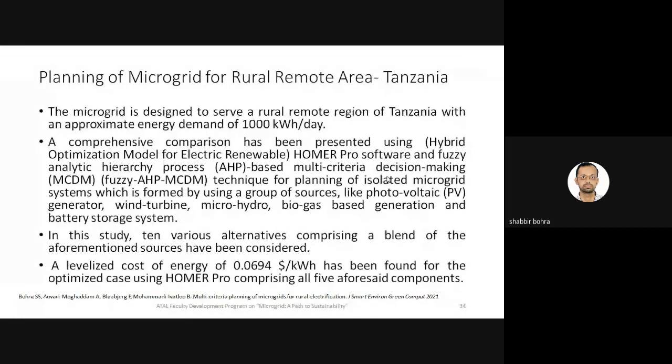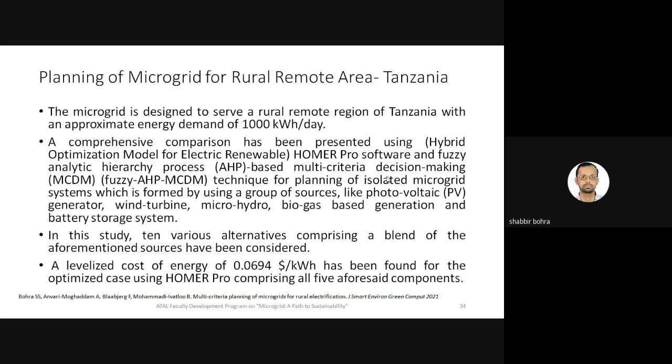So these techniques are used for the planning of the isolated microgrid system, which is formed by using a group of sources. Here the number of sources is larger, that is photovoltaic generator, wind turbine generator, micro hydro, biogas based generator and battery storage system. So I think almost all possible sources are taken into account, considering their availability and feasibility at that particular remote area which we have considered.